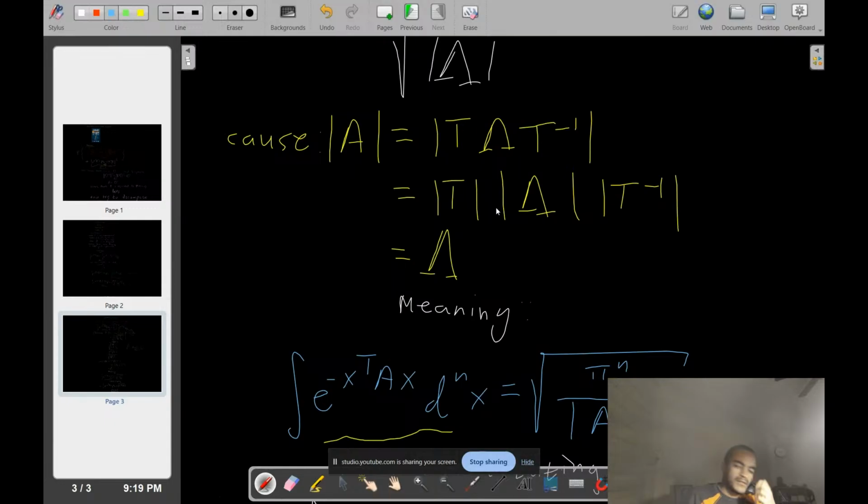Now, since we know that determinant of A is equal to determinant of T lambda T inverse, obviously it is, right? Because we said T lambda T inverse is already A. So the determinant of A would have to be the determinant of T lambda T inverse. That was from the previous page. There's no further explanation, I think, on that, unless there needs to be. Does anyone agree with that or disagree?